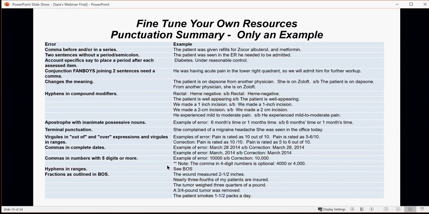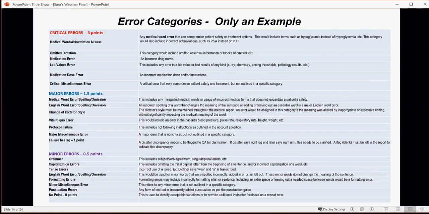That is my punctuation summary. That is really tiny, I know, and I apologize, but that's just to give you an example. The error categories, only an example, looks tiny, but that will give you the errors. And you might want to put, as an example, an age error. If you misstated the age, what would that be? And you might want to just write it in. Oh, well, that would go in this error, and so on, just to remind yourself.